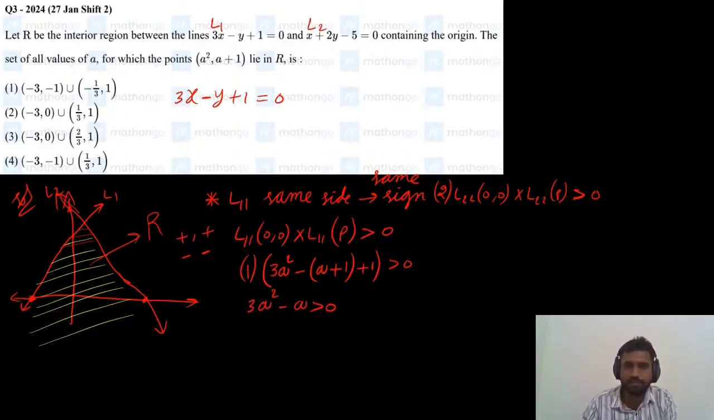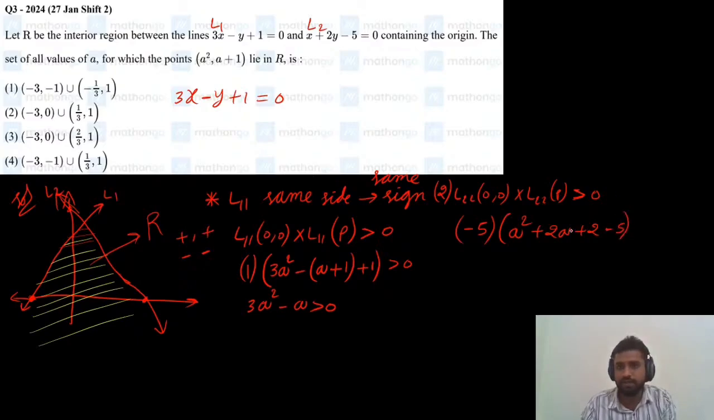Okay, so if you substitute origin in line 2, this is the line 2, minus 5 we will get. If you substitute the given point in line 2, x is a square plus 2 times of a plus 1, which is 2a plus 2, and minus 5, which is greater than 0.